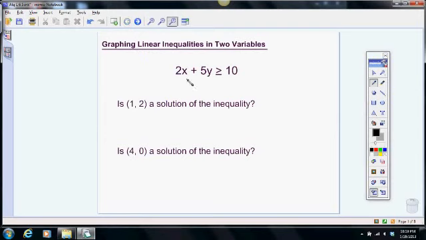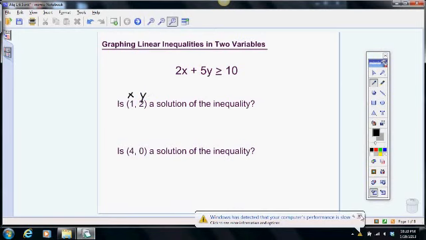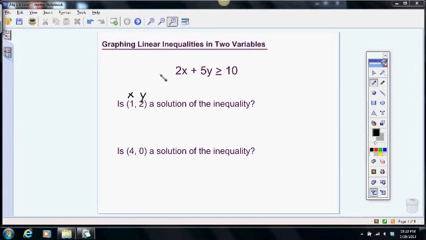So when it gives you an inequality like 2x plus 5y is greater than or equal to 10, and it wants to know if the point (1, 2) is a solution, what we've got to know is if we substitute 1 in for x and 2 in for y, does this make it a true statement? So that's all you're doing originally, is you're just substituting values for x and y and saying yes, it is a solution, or no, it's not.